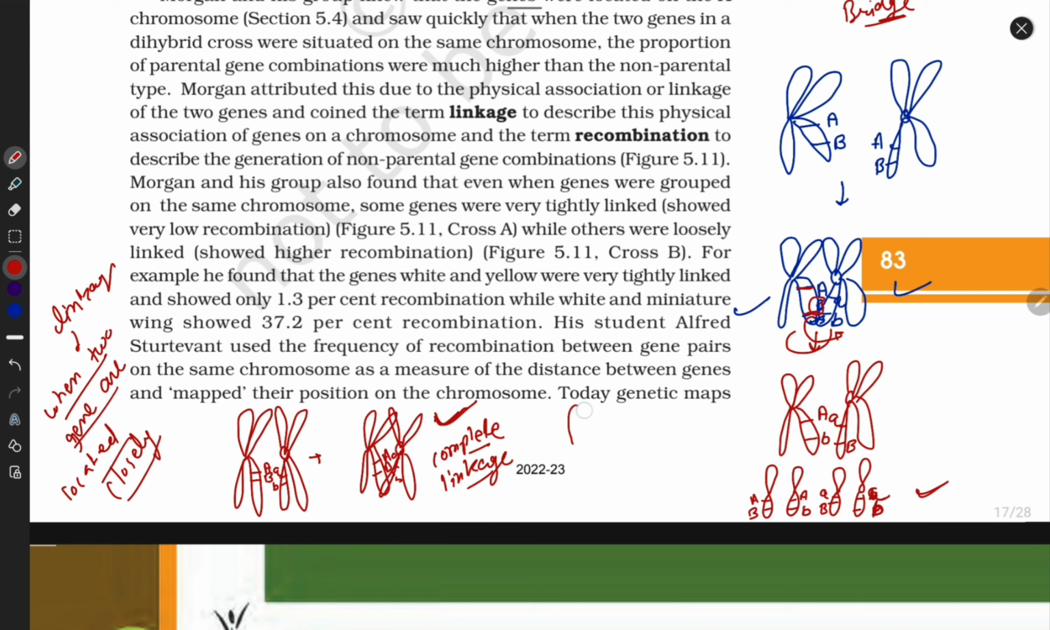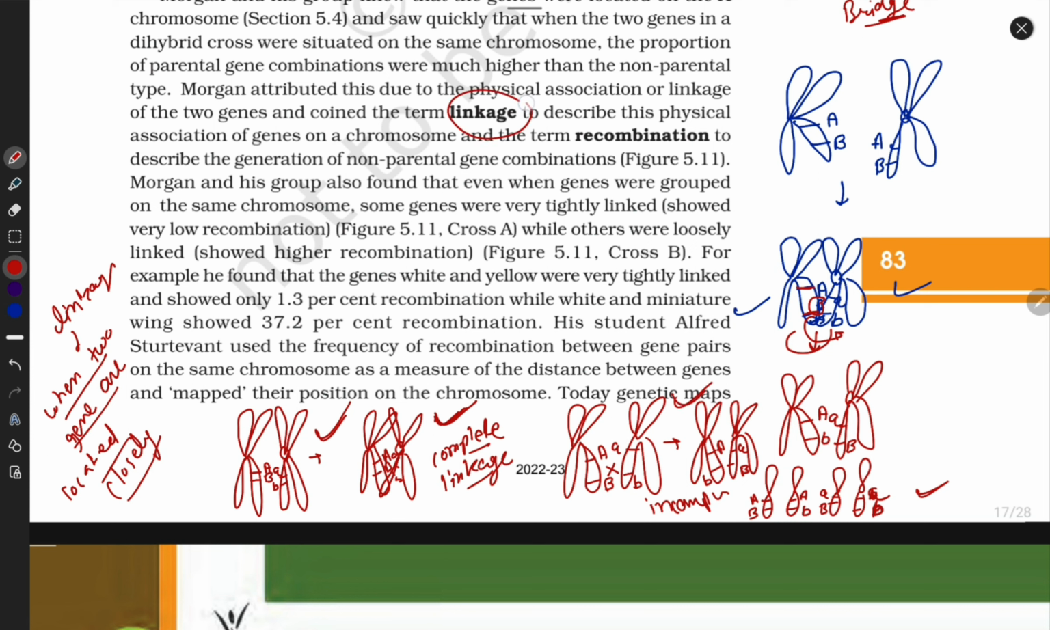But if two genes are located far from each other, and crossing over occurs between them, then they can easily exchange their genetic material. So this kind of linkage is what? Incomplete linkage, because both genes are far from each other. So this is complete linkage and this is incomplete linkage. I think you understand about linkage.